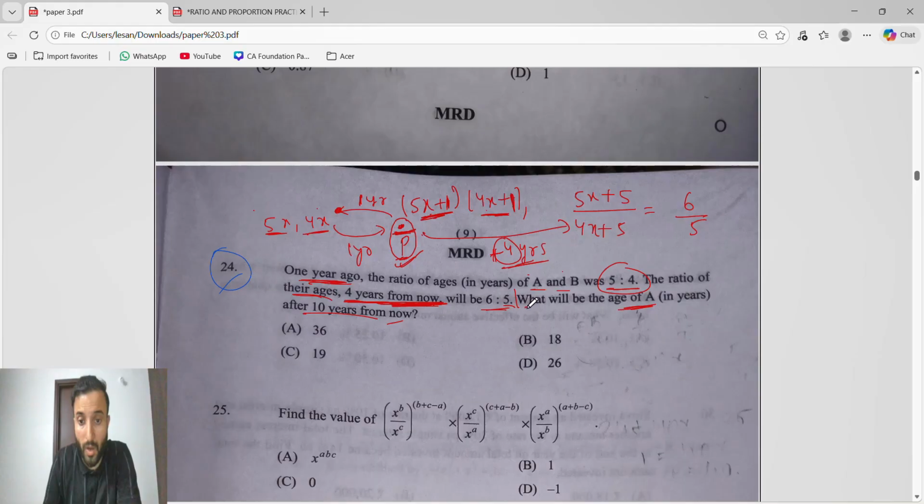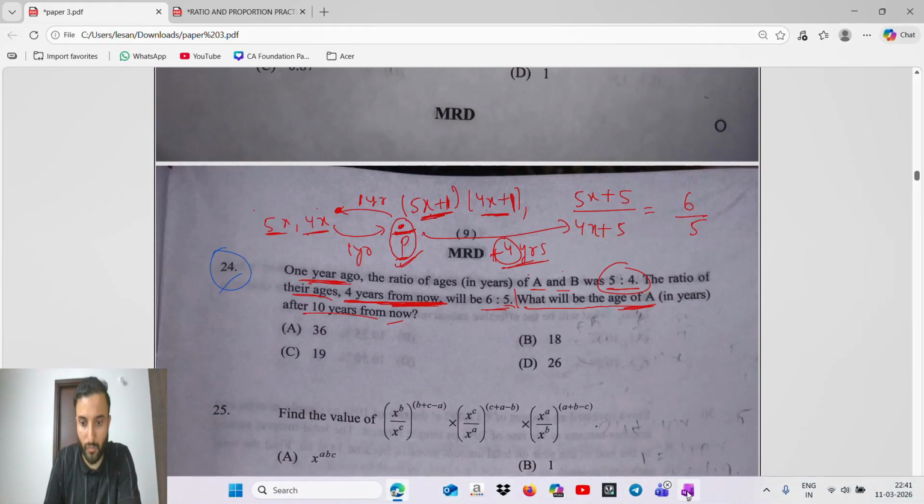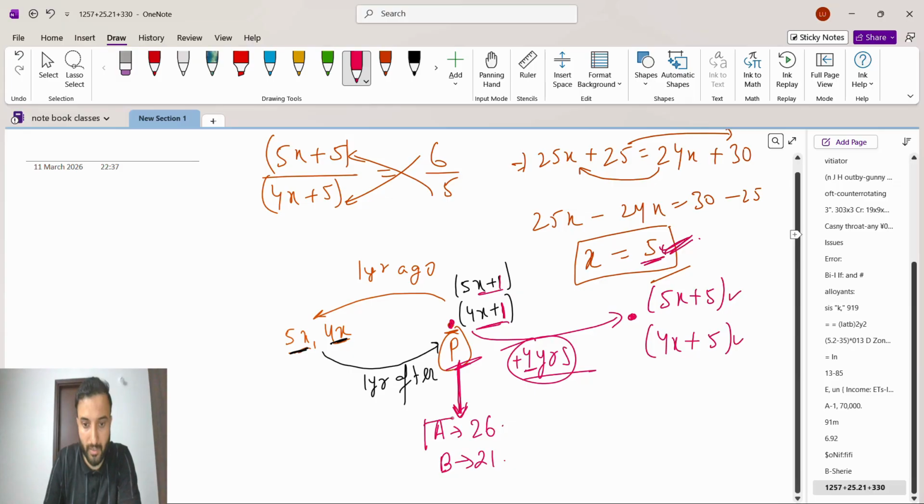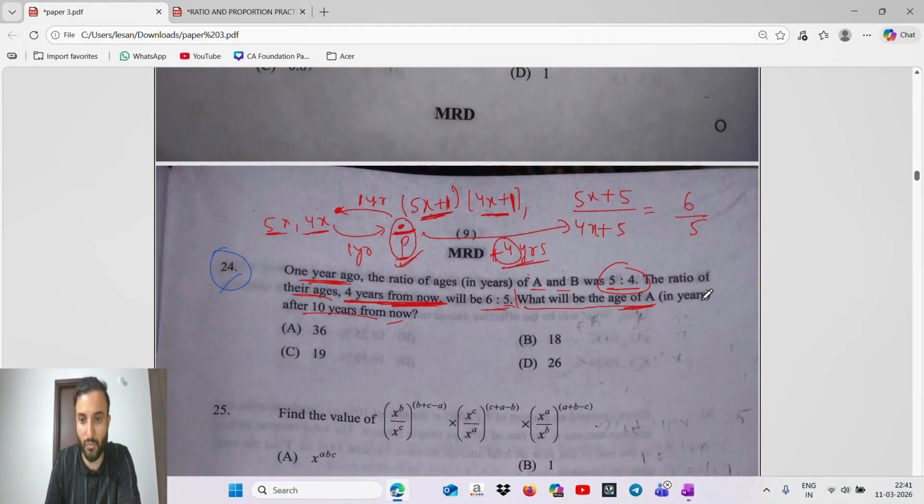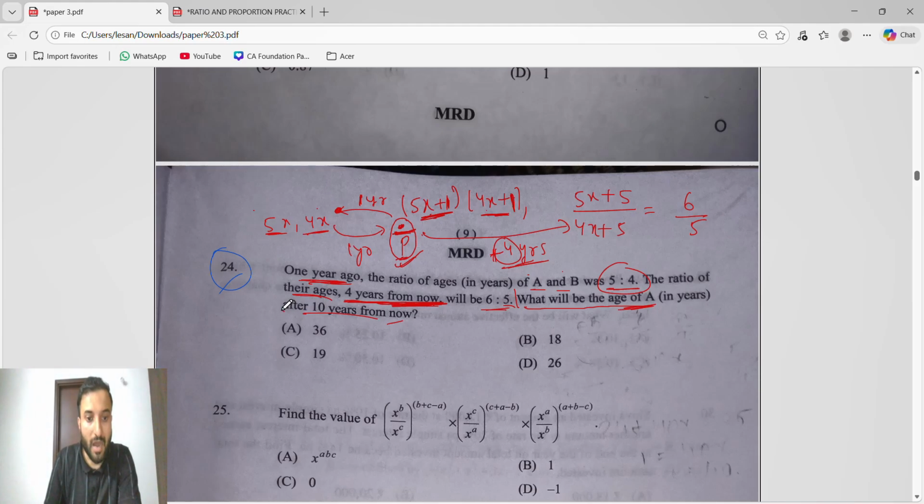Now they asked what will be the age of A. Only we have to focus on A. What will be the age of A after 10 years from now? From now means from present. After 10 years, what will be the age of A?